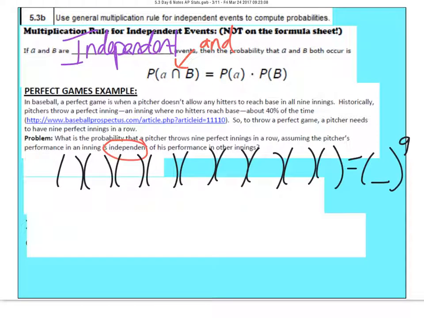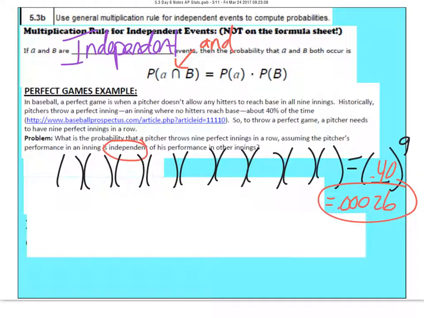What's the probability of 1 perfect inning? That's 40%. So it's going to be 0.4 to the 9th power, and that's actually going to give you the answer of 0.00026. Overall, it's very close to 0.